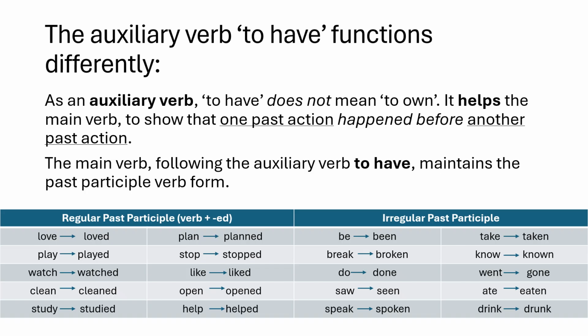The auxiliary verb to have functions differently. As an auxiliary verb, to have does not mean to own. It helps the main verb to show that one past action happened before another past action. The main verb following the auxiliary verb to have maintains the past participle verb form. The past participle is not the same as the past simple in many verbs.